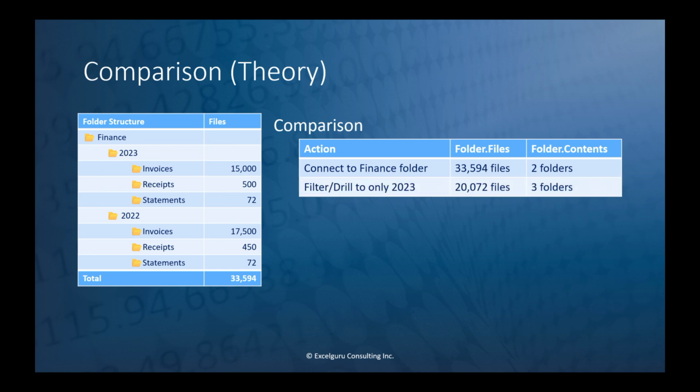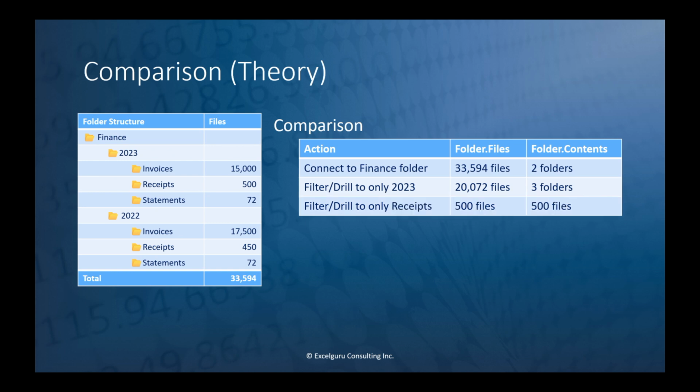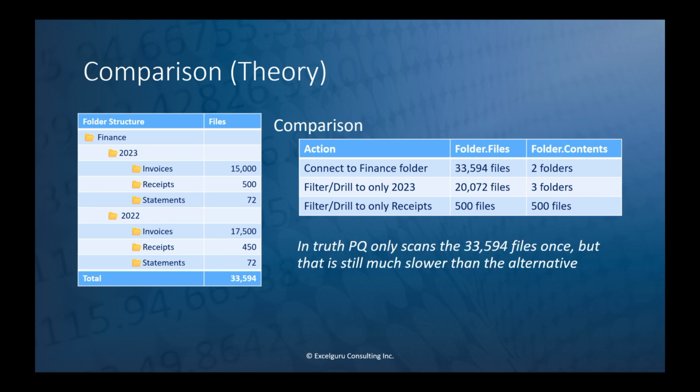You now drill down into only 2023. We've still got 20,000 files. We've got 3 folders, invoices, receipts, and statements. You drill down to just receipts. We're now at 500 files in both cases. Now, truth be told, Power Query is actually only going to scan those 33,500 files once. It's not like it goes through and does each of these steps individually. It just feels that way, okay?